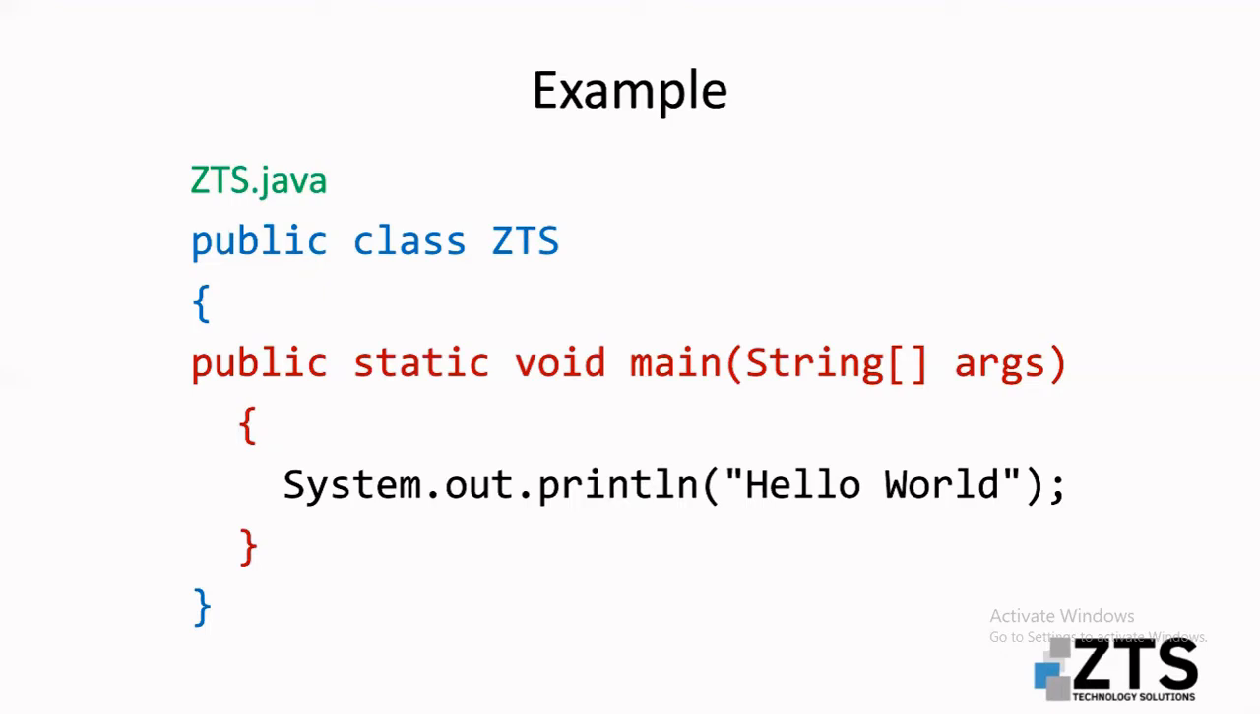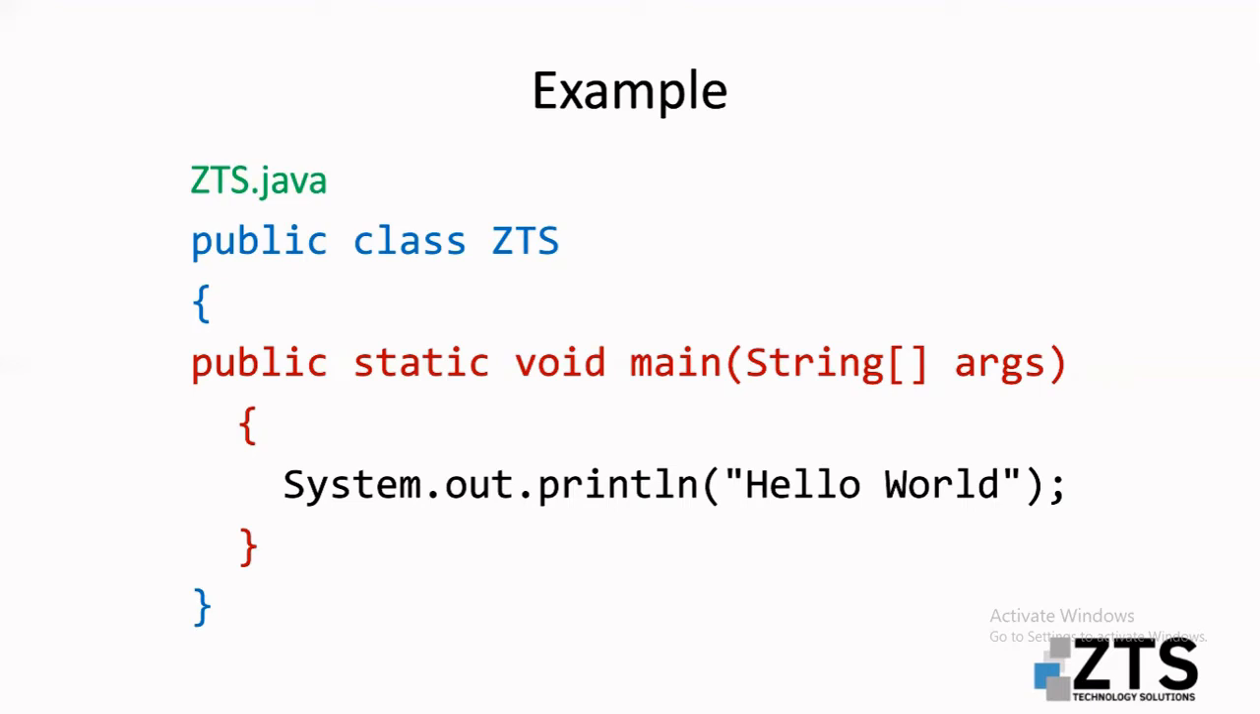We will write our code within the class. Public class ZTS. We define our class with the name of ZTS. You have to remember that the file name and the class name will be exactly the same. We will write our code within opening and ending curly braces of the class.